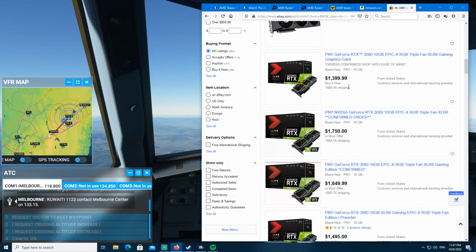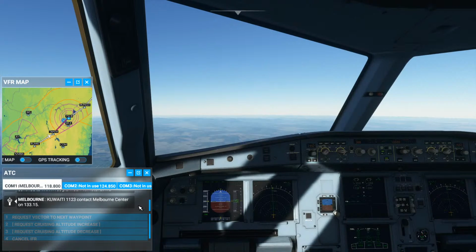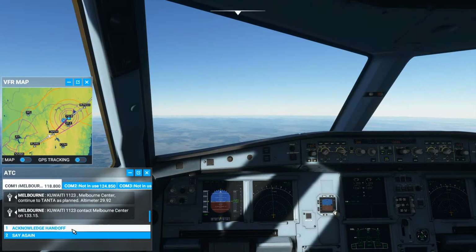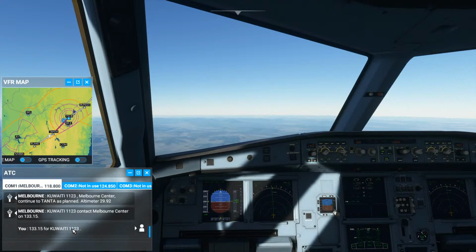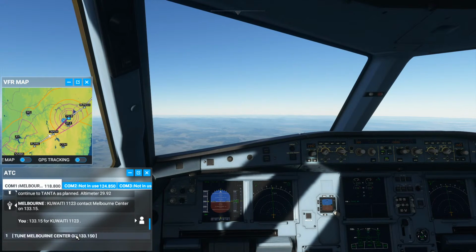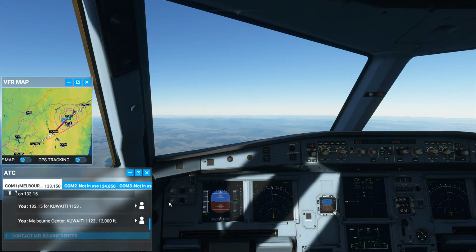Kuwaiti 112 tree, contact Melbourne Center on 133.15. Okay, again. They changed the frequency a lot. 133.15 for Kuwaiti 112 tree. Okay. Melbourne Center, Kuwaiti 112 tree, 13,000 feet.